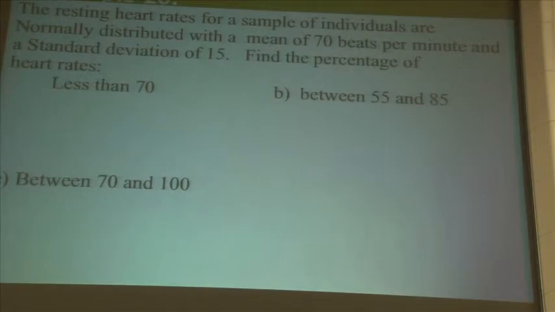Now, find the percentage of heart rates that are less than 70. Okay, this one you don't really have to think too hard about. 70 was the mean, right? So it's directly in the middle. It splits the graph in half. Keyword there, in half. So, if this is the halfway point, how many of your values are going to be less than 70?